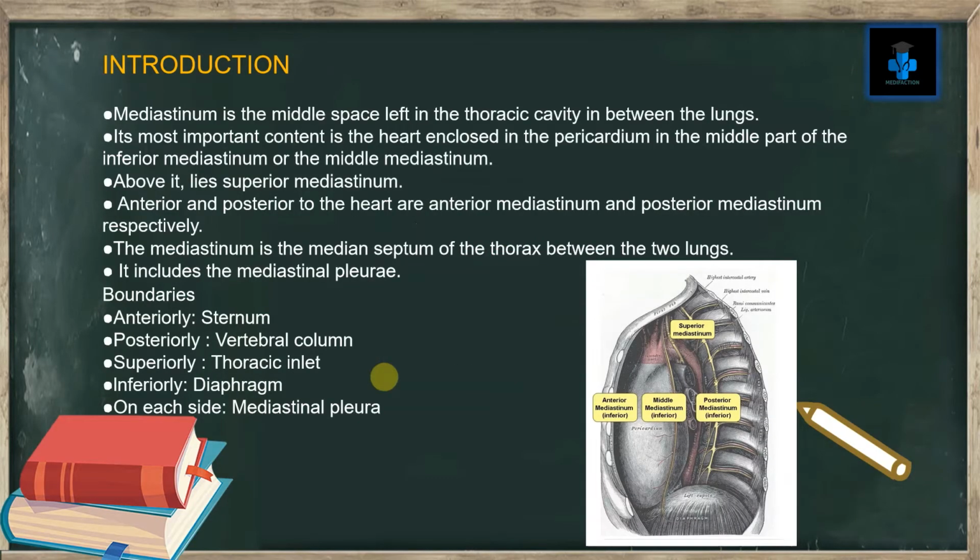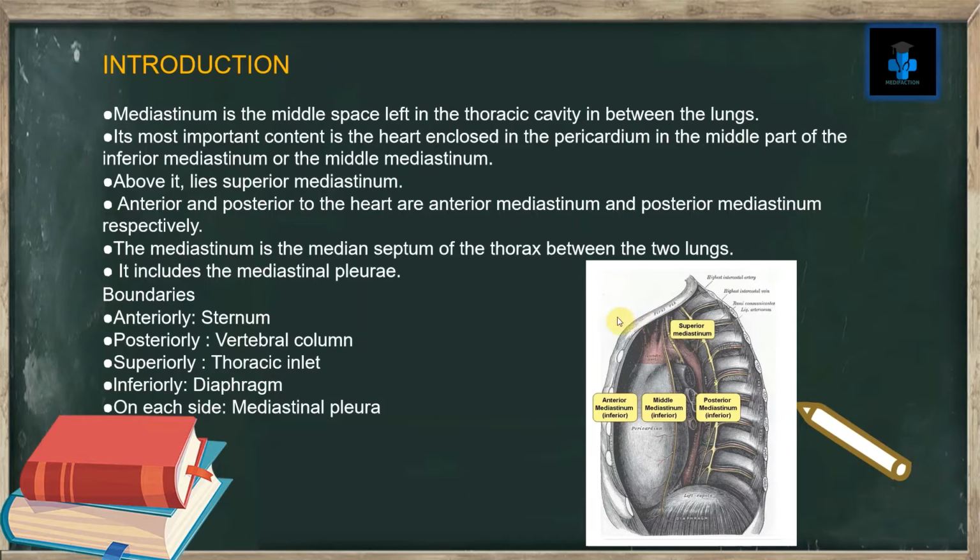Let's begin. Introduction. The mediastinum is the middle space left in the thoracic cavity in between the lungs. Its most important content is the heart enclosed in the pericardium, in the middle part of the inferior mediastinum, or specifically the middle mediastinum. Above it lies the superior mediastinum. Anterior and posterior to the heart are the anterior mediastinum and posterior mediastinum respectively. The mediastinum is the median septum of the thorax between the two lungs. It includes the mediastinal pleura.